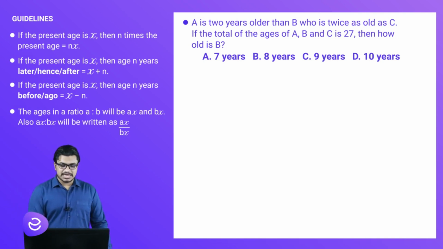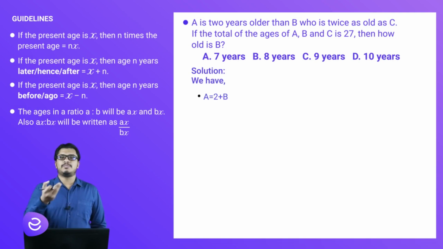Now the other information is A is 2 years older than B, B who is twice as old as C. With the information given in the question, we'll try to come up with some equations. So, A is 2 years older than B means A is equal to 2 plus B. So, B's age plus 2 will give you A's age. So, A is equal to 2 plus B.